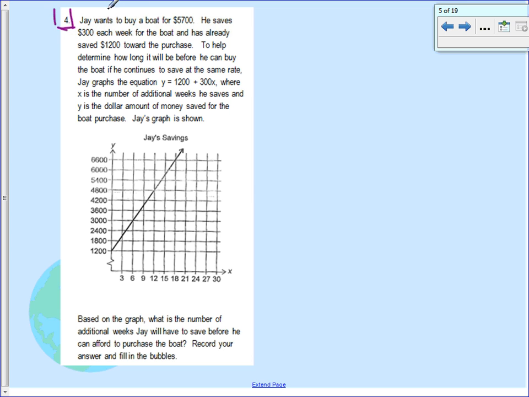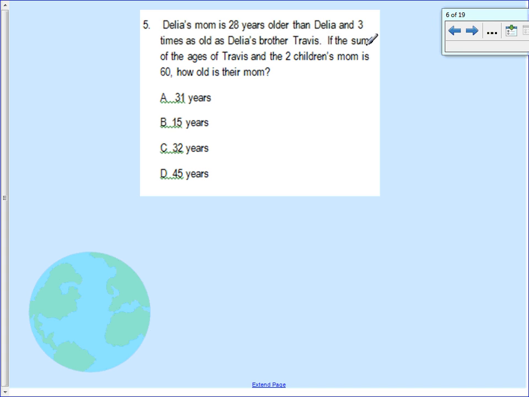Okay, Jay wants to buy a boat for $5,700. Without having to go through all of this, based on the graph, what is the number of additional weeks that Jay will have to save before he can afford to purchase the boat? How did you guys go about solving this? I looked at the graph and saw where it was $5,700. So you guys got what number? 15. Okay. All you're doing is interpreting the graph.